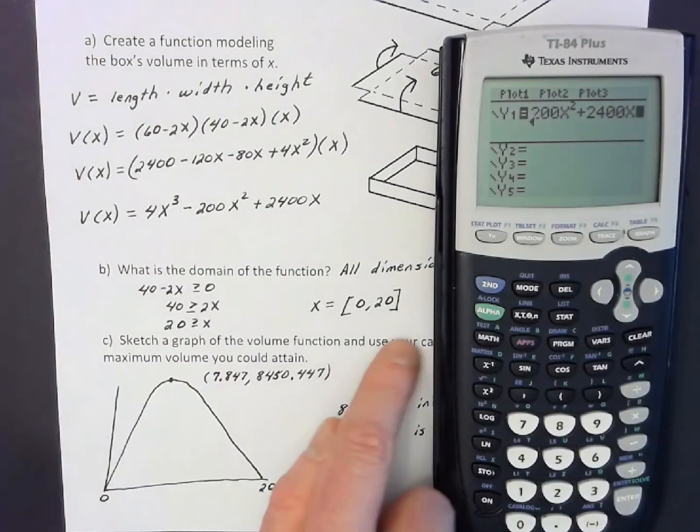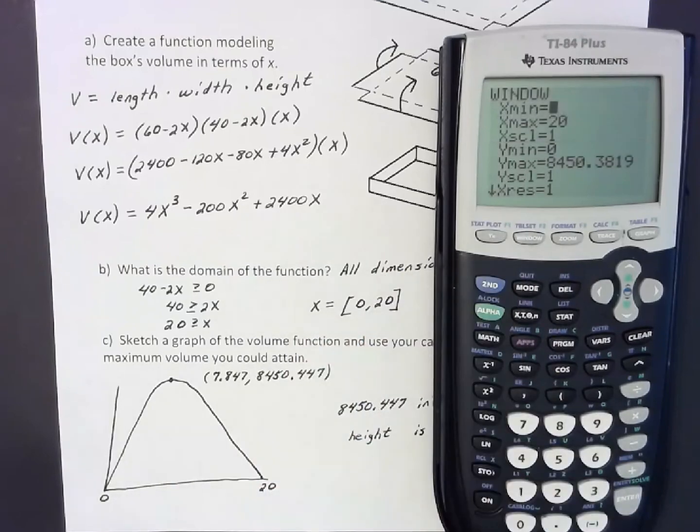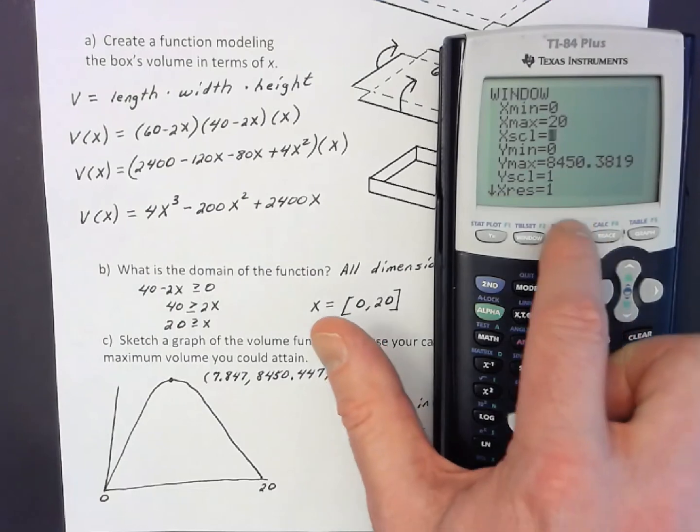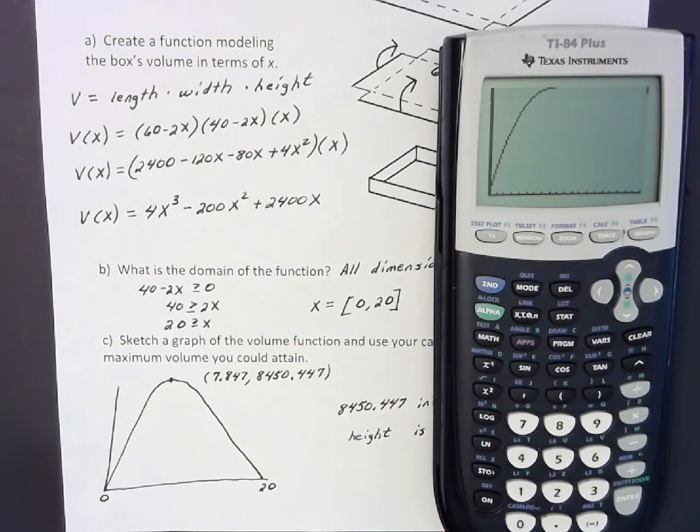Then, anytime you know what the domain for x should be, you just go to your window and you'll see I already have it entered in, but you just say 0, enter, 20, enter. And then for the y values, all you have to do is hit zoom 0. That automatically fits the y values to any x values that you choose. And you see your graph looks something similar to what I have drawn out on my sheet here.